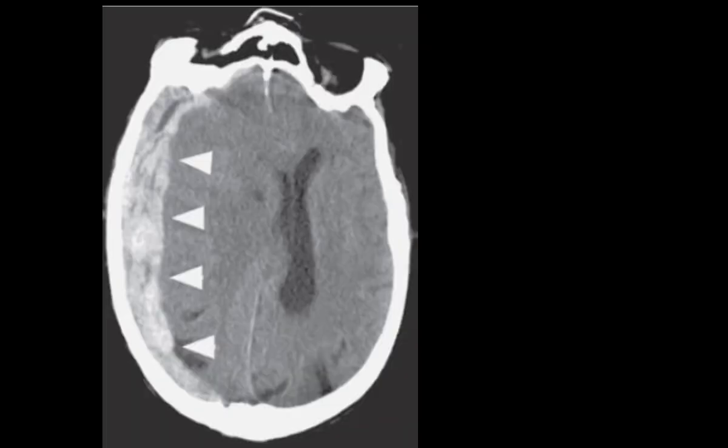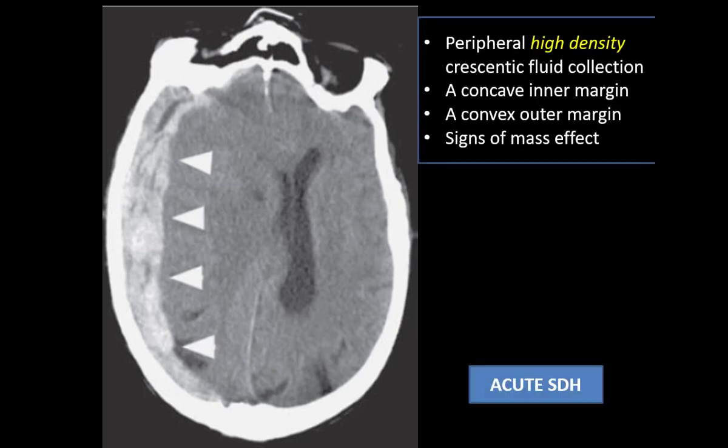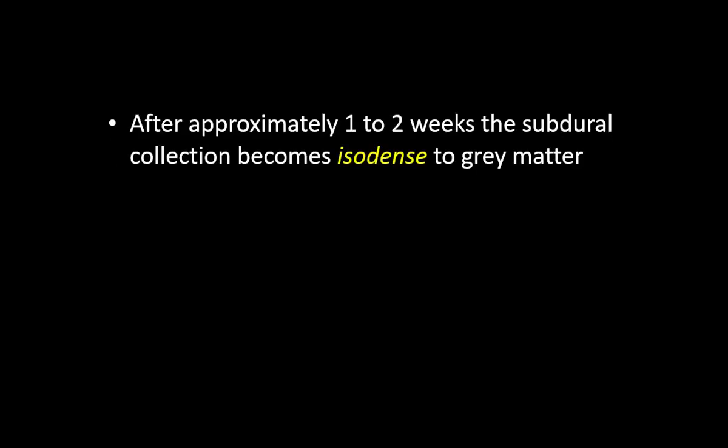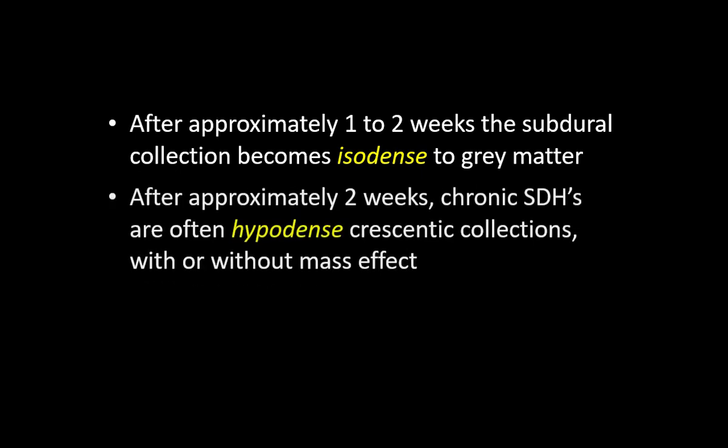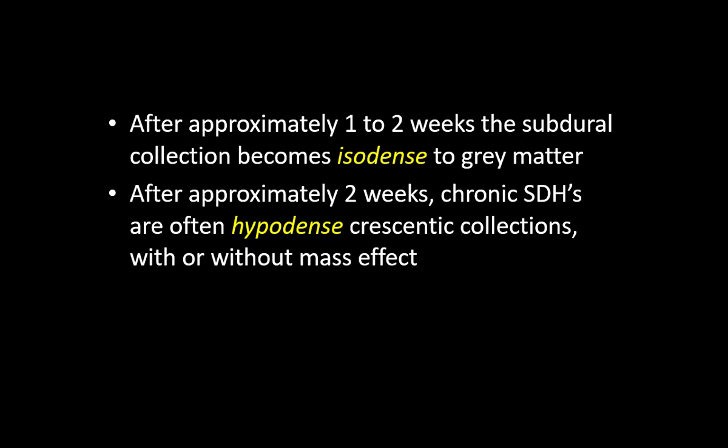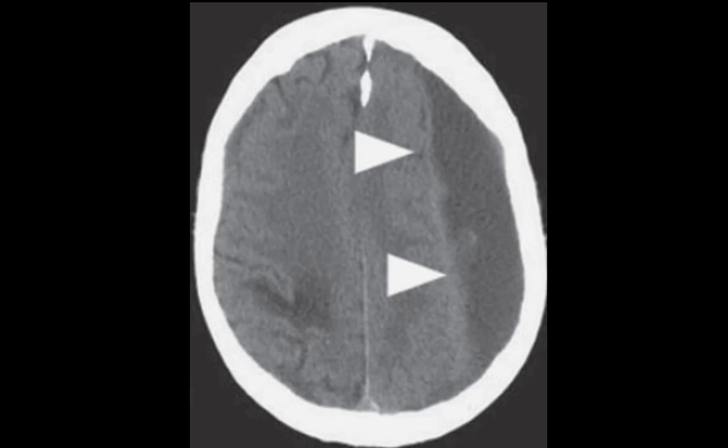So this is acute subdural hematoma. You can say its characteristics. There is a peripheral high density crescentic fluid collection, with a concave inner margin and a convex outer margin, and you can see signs of mass effect leading to effacement of the ventricles. So this is acute SDH. After 1 to 2 weeks it becomes isodense, and on further aging it becomes hypodense, with or without mass effects depending upon the progress of the hematoma.